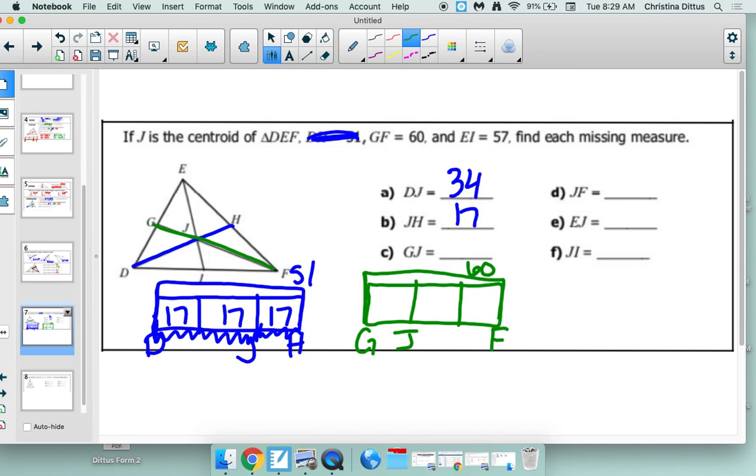So this line kind of looks like this line. It's just broken up into thirds. If my whole line is 60, what's each box? 20. So how big is GJ? 20. And how about JF? 40.